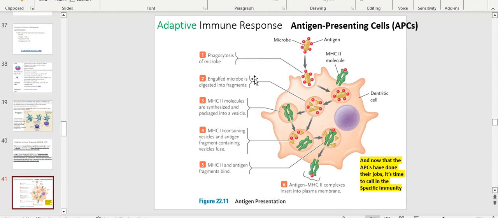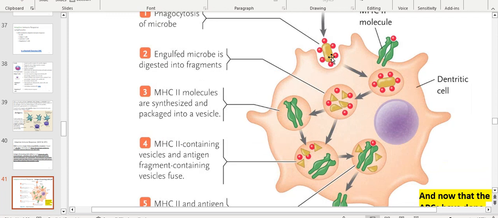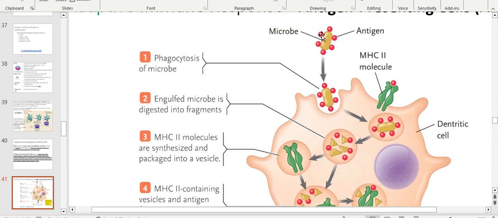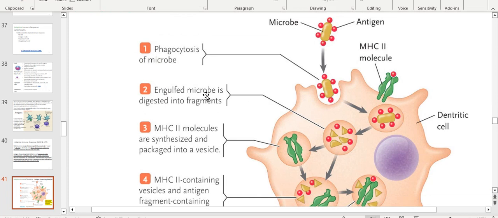I encourage you to have a look at this, steps 1, 2, 3, 4, and 5. You'll see there's your particular pathogen, a bacteria, zoomed in with its antigens on the side. It gets engulfed. The engulfed microbe is digested into fragments. Then you have these MHC2 molecules synthesized and packaged into vesicles.